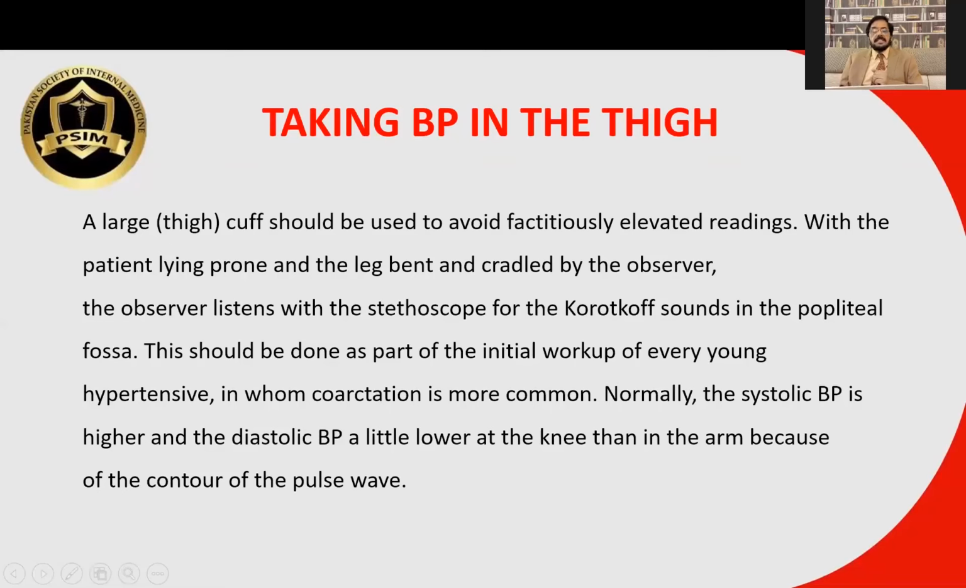So the thigh is also important. If you want to take the blood pressure in the lower limb, then definitely you'll have to put the patient in prone position. You apply the cuff above the bend of the knee, and then you basically look for the popliteal artery. So similarly, all things apply as if these are used in the arm. The only thing is that the size of the cuff should be different.